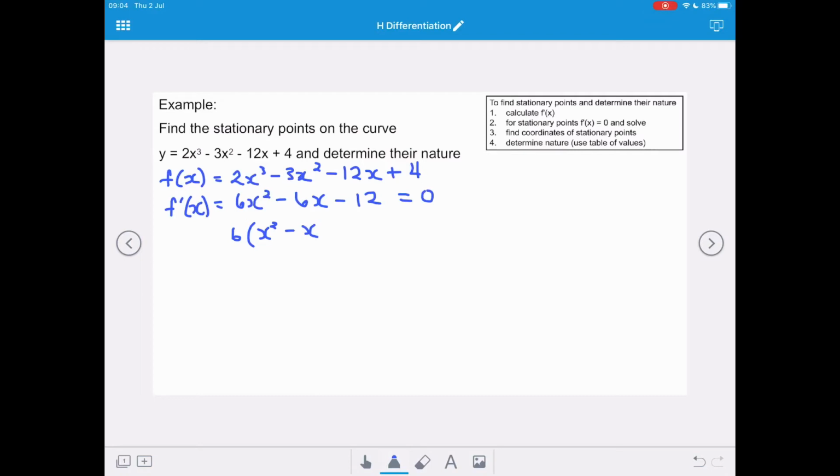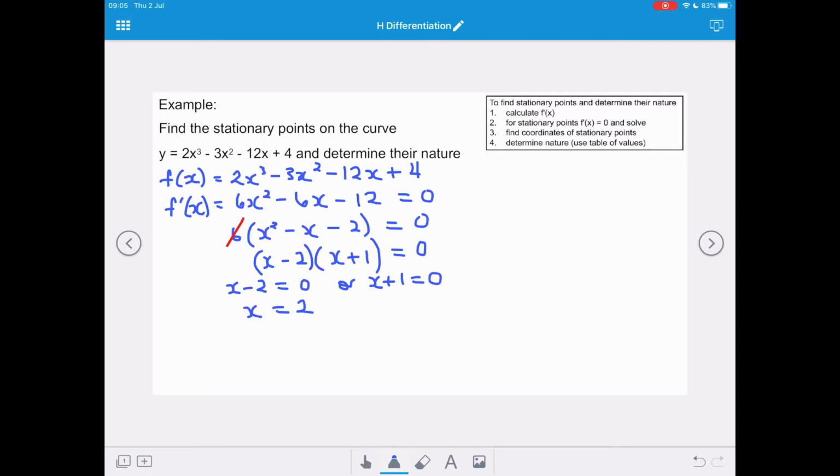Now we're going to factorize it. So we're going to take out the common 6 and divide both sides by 6 to eliminate it. So we end up with x squared minus x minus 2 equals 0. And we can factorize that, and our brackets will be (x minus 2)(x plus 1) equals 0. So you can see that this curve has two stationary points, one when x minus 2 equals 0, so x is going to equal 2, and one when x plus 1 equals 0, so x is going to equal negative 1.